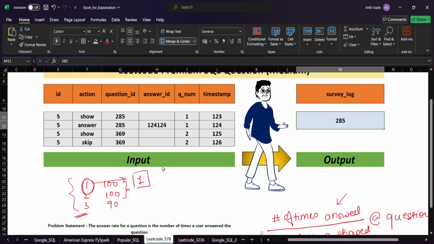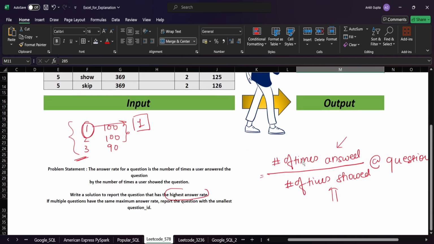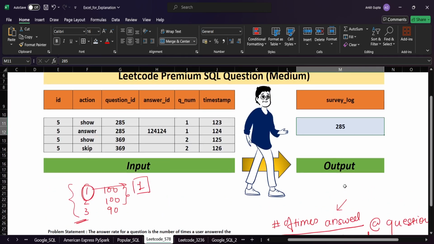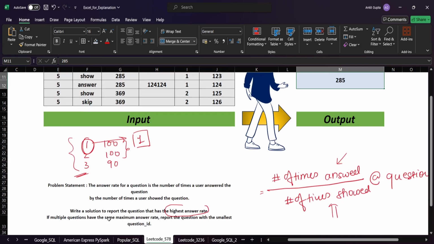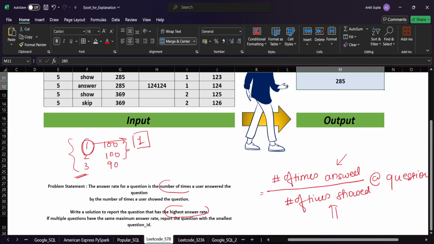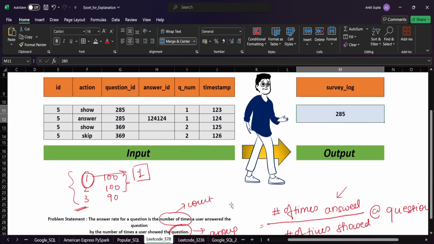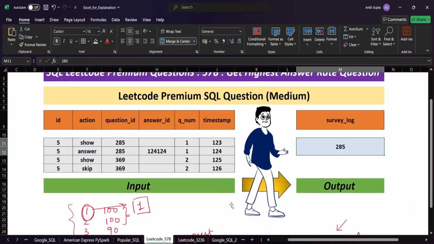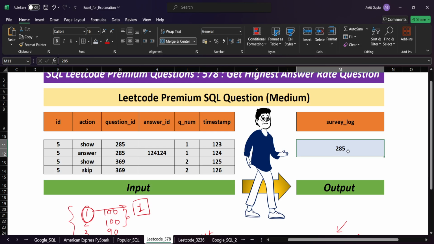Okay, now let's see how we can approach this problem. We need the number of times answered divided by the number of times shown. What this says is we need to find the count, right? Everything is at the question level, so we need to group the data at the question level. Before we discuss the approach, we can see how we are getting 285.